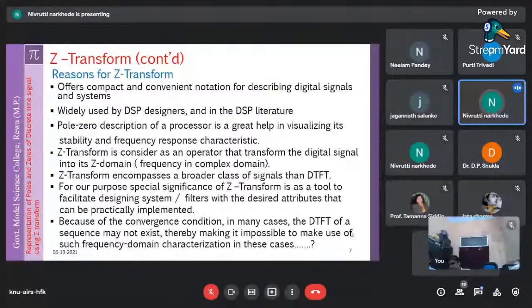The Z transform also encompasses a broader class of signals than the discrete time Fourier transform. Of special significance, the Z transform is a tool to facilitate designing systems and filters with desired attributes that can be practically implemented. Because of the convergence condition, in many cases the discrete time Fourier transform of a sequence may not exist, thereby making it impossible to use such frequency domain characterizations in these cases.